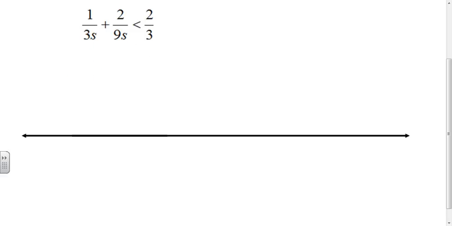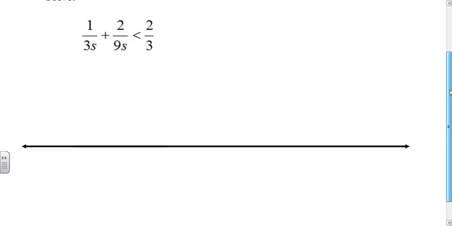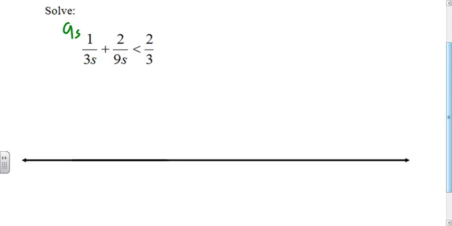So we need to multiply each of these by 9s. So 9s times this, 9s times this, 9s times this. Solving this through, 9s over 3s just leaves us with 3. 3 times 1 is 3. 9s over 9s, that cancels out. Actually, I'm just going to show you where each of these went. So we're just left with 2 here. 9s over 3, the 3 and the 9 leave us just a 3. 3 times 2 is 6.